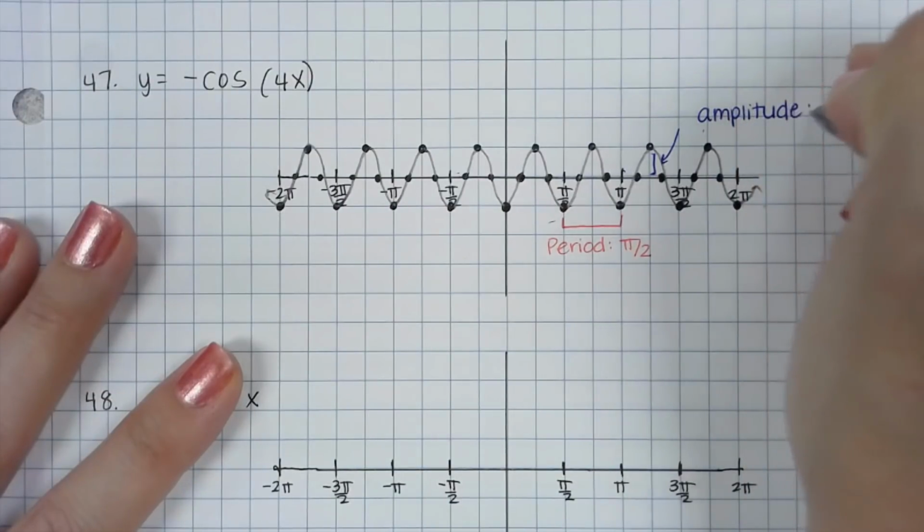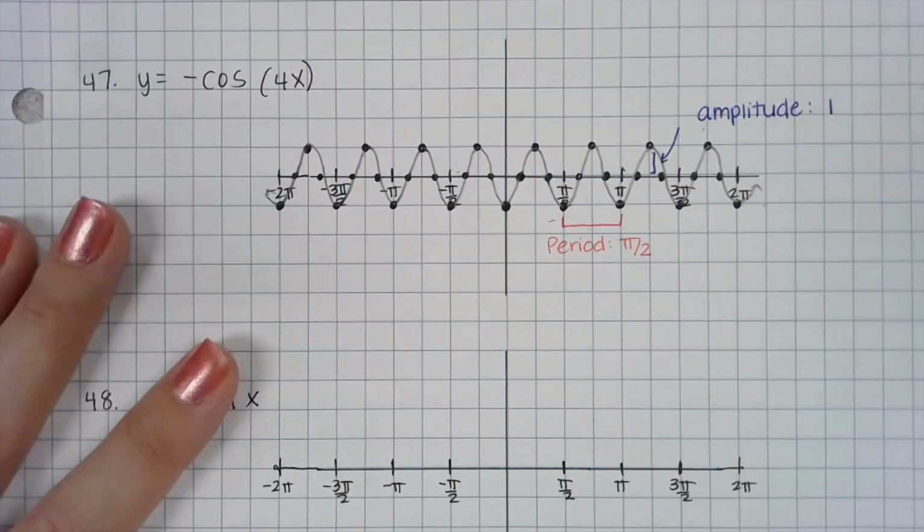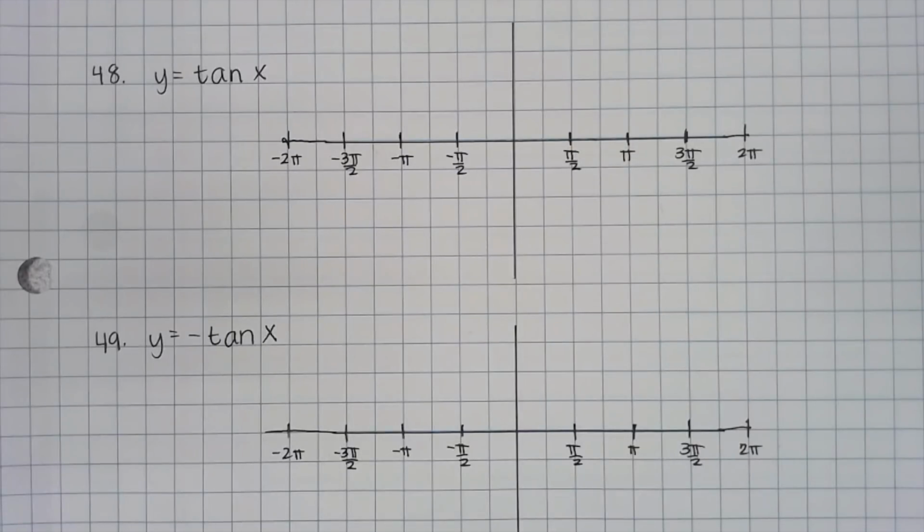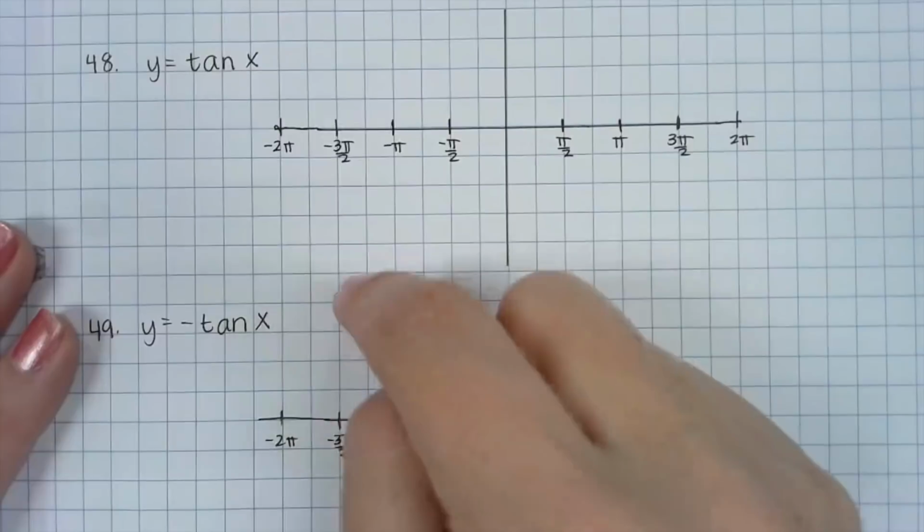And so this one had a negative out front, which changed where the y-intercept was, but the amplitude on this graph is still 1 because it rises 1 above or 1 below that midline. The biggest thing to remember about the graphs of tangent is that they're different.